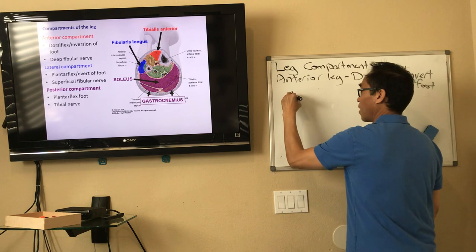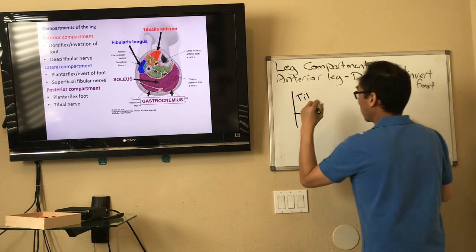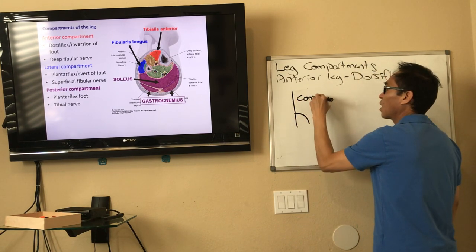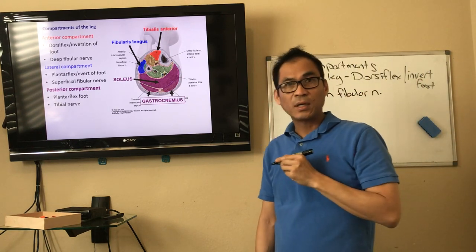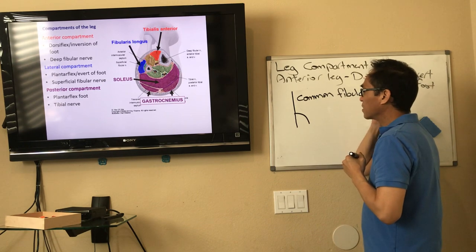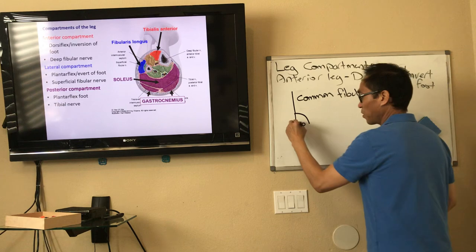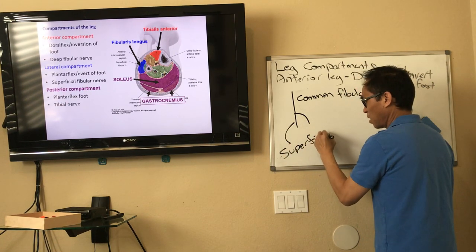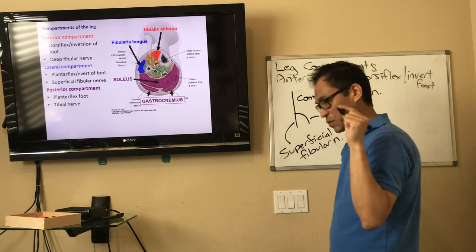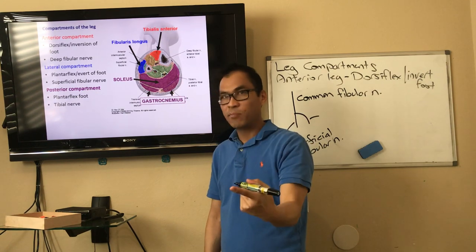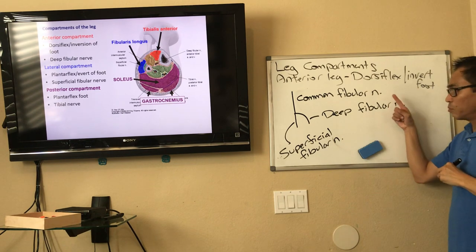So imagine common fibular coming down and branching into two. Common fibular nerve is common to two nerves. Remember, it's on the back of the knee there in the popliteal region. One branch is going to go to the lateral leg, and that's the superficial fibular nerve. The other branch is going to squeeze through the tib fib and go to the anterior leg, and that's the deep branch or the deep fibular nerve. Common fibular has two branches, deep and superficial.